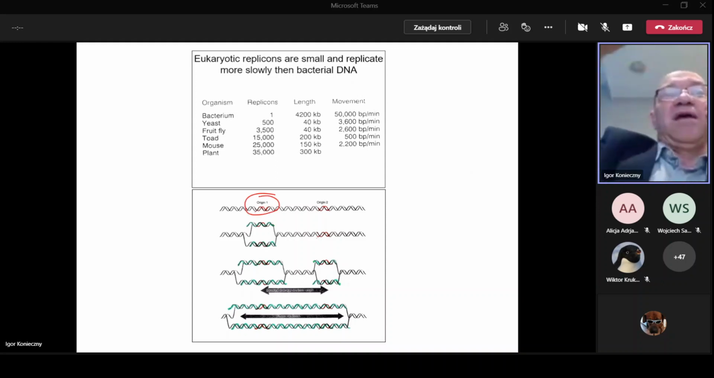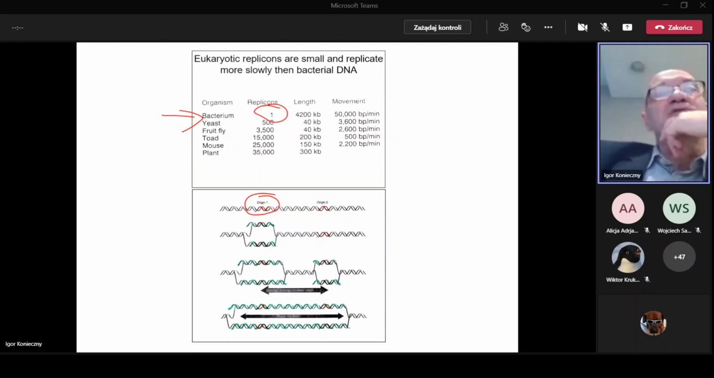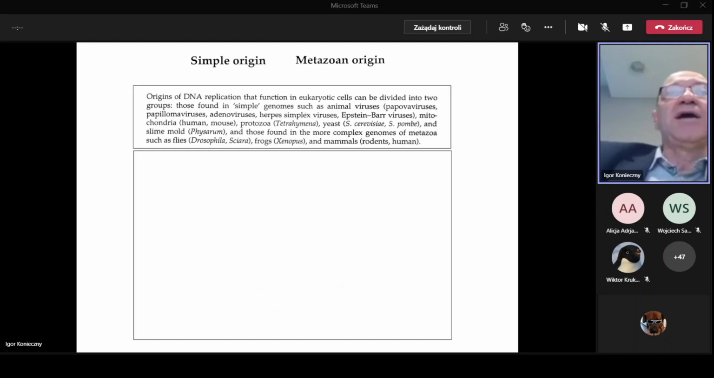And in bacteria, we have one replicon, and it's going to be millions of base pairs in length. But in eukaryotic systems, we may have even thousands of replicons, and the length of them is pretty short. So it could be even 300 bases in length. So multiple replication initiation events and multiple replication sites are identified.